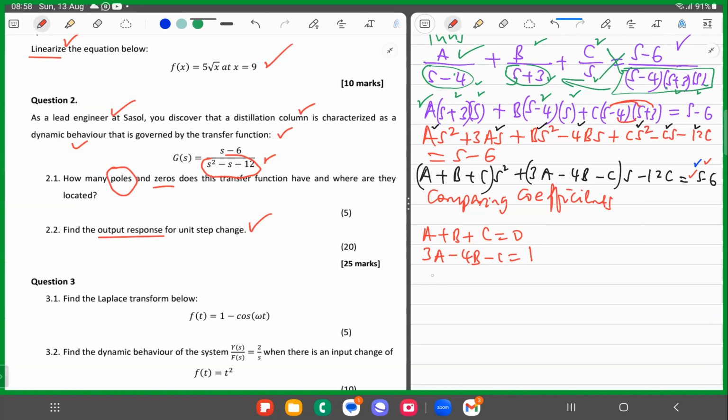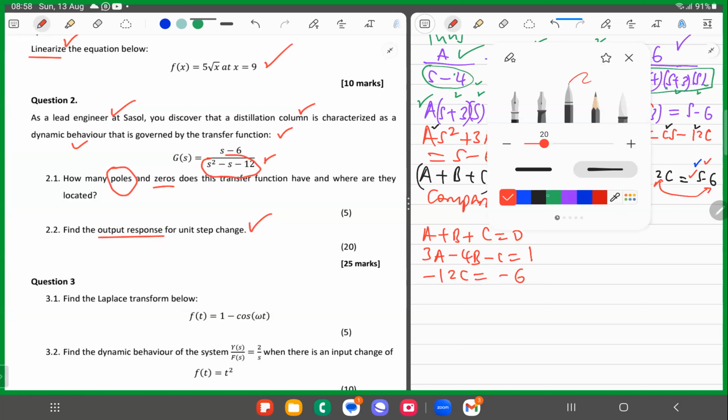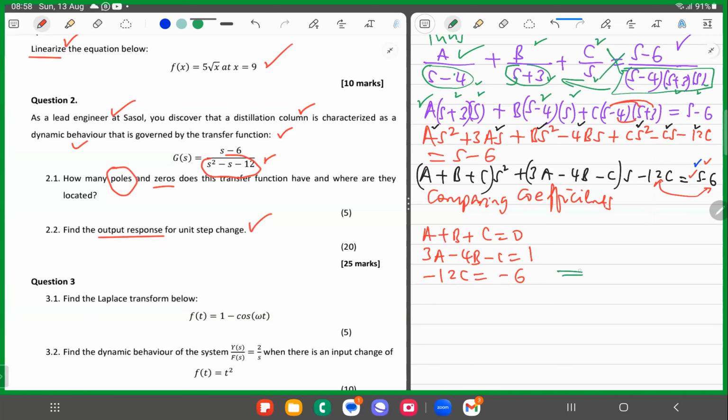So we also have the last one, which is minus 12c is equal to minus 6. The constants are equal. Now we continue. Here in the last one, we can divide through by minus 12, meaning c is minus 6 divided by minus 12. Negative divided by negative, 6 over 12 is 1/2, because 6 goes 2 times into 12, and the negatives cancel out.